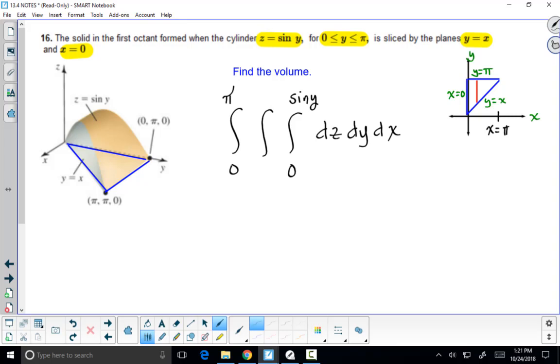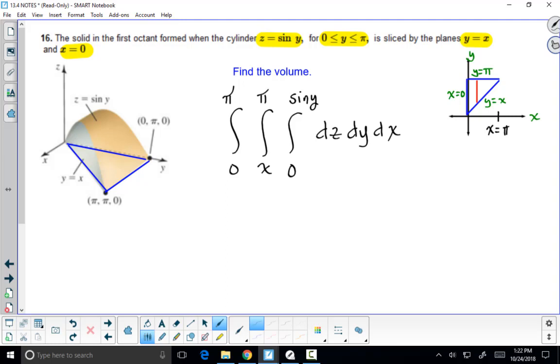And then the y's, we look at our element and we have to decide what curves bound that element. The lower bound of that element is y equals x. The upper bound of that element is y equals pi. So we're going from x to pi. So that is going to be volume because we're integrating an integrand that's just 1. So that's going to give us volume.